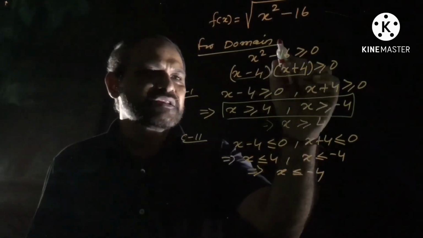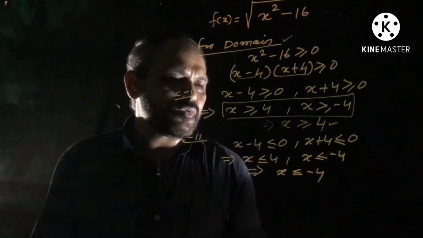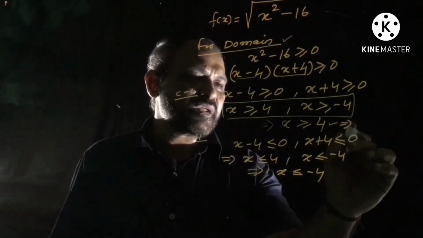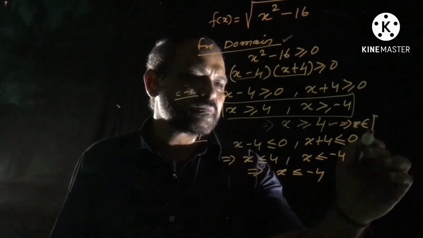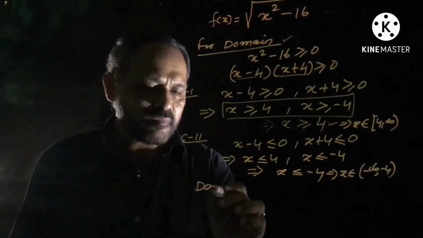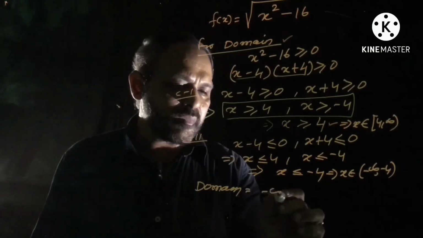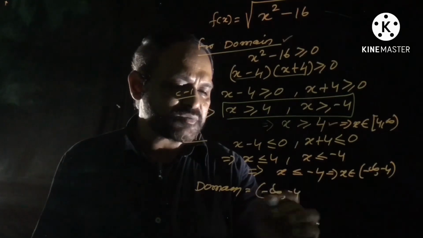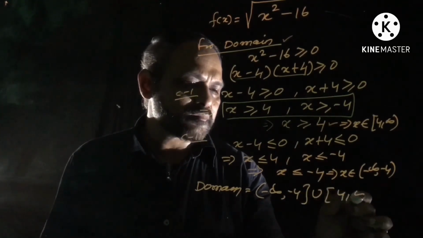So, what is the x for this? x is greater than or equal to 4, which can be written as x belongs to 4 to infinity. So, here both of them are the domain. Therefore, we can write minus infinity to minus 4 union 4 to infinity.